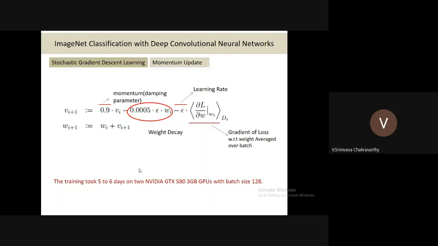Then to speed up, they use what is called momentum. Momentum means, when an object is moving, think of a ball rolling down a valley. The force acting on it is proportional to the gradient of a potential function. It's rolling down a slope, so it is doing some kind of gradient descent.